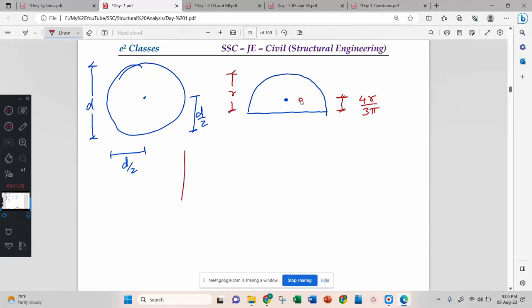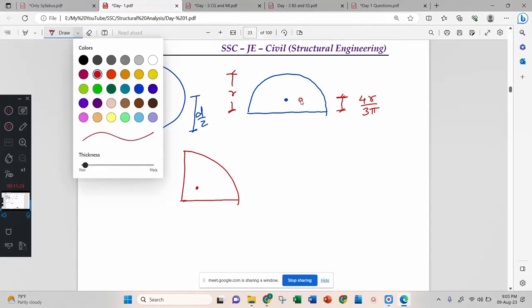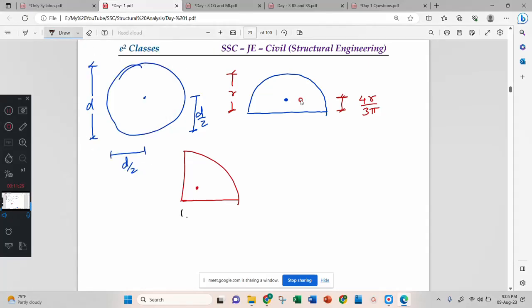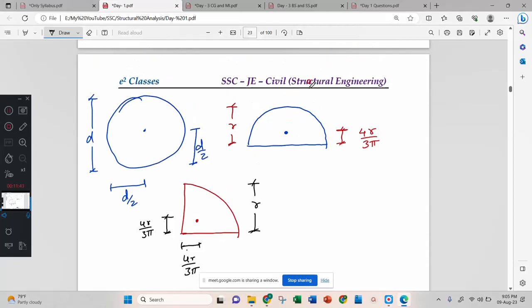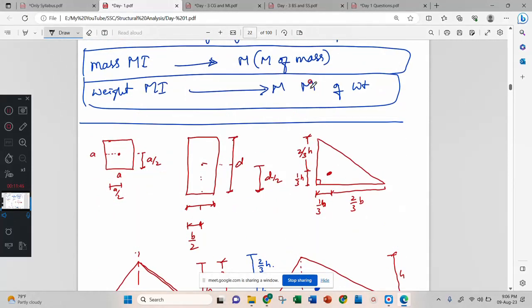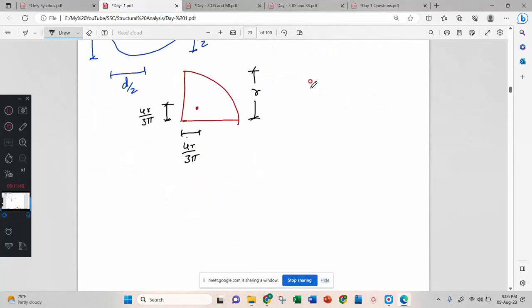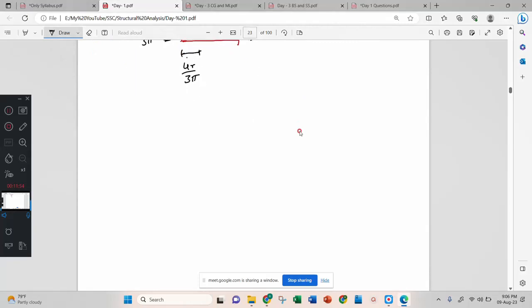Then if you have a quarter circle, then near the right angle you will have the CG. Then this distance is 4r by 3 pi, and this distance is 4r by 3 pi. Of course, this is your r distance. Right? Now these are all your regular sections: square, rectangle, triangle of three types, and circular, semicircular, and quarter circle. Then after that you will have some other sections like composite sections.